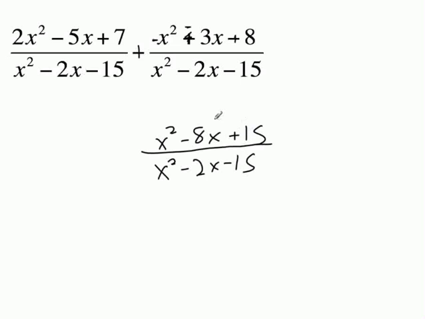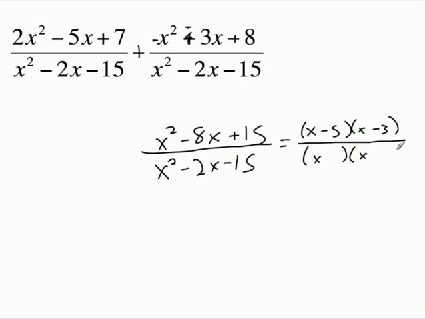Now, in order to really know whether or not we did this correctly, we need to make sure that we factor the top and factor the bottom, and see if anything reduces. So if I have x and x, this is negative 5 and negative 3. And this is going to be, let's see, negative 5 and positive 3.